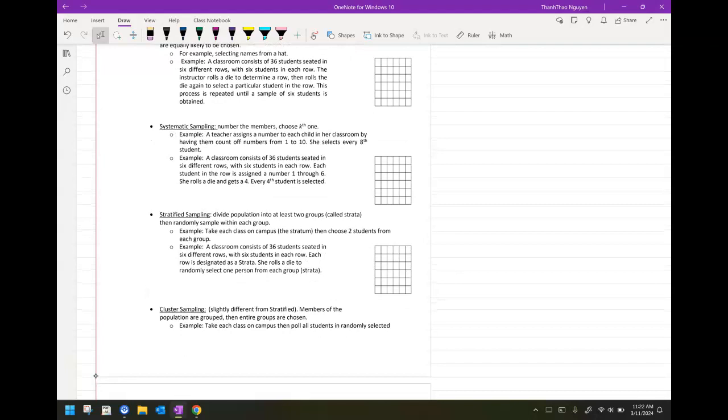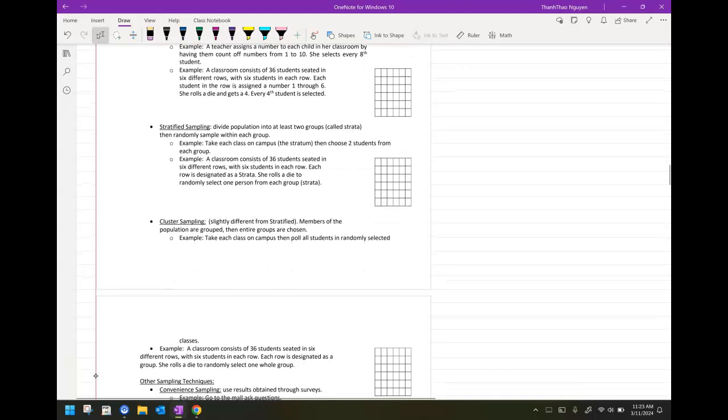Stratified. Divide the population into at least 2 groups called strata, then randomly sample within each group. For example, take each class on campus as a stratum, then choose 2 students from each group. Okay? So say, again with 36 students, a classroom consists of 36 students sitting in 6 different rows. Each row of 6 students is designated as a stratum. So you roll a die to randomly select 1 person from each group. So this is stratified.